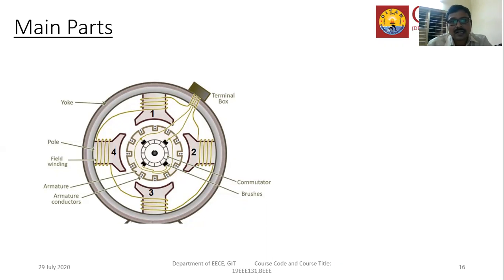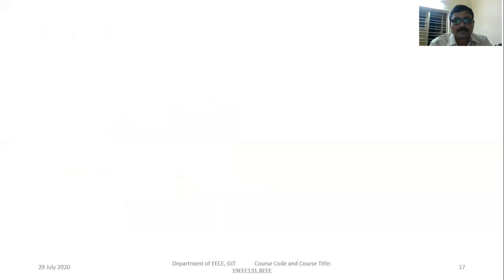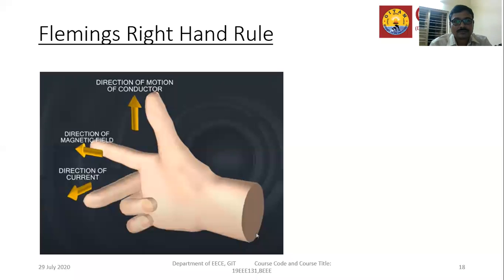I think you have understood the main parts. What are the main important parts, right? Let's move forward. This slide I have kept to explain Fleming's right hand rule, right? After explaining this, we will close, right?